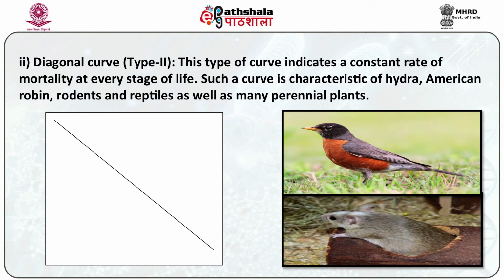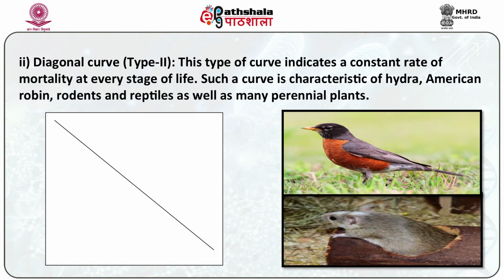Type 2 or diagonal curve. This type of curve indicates an age specific constant survivorship. That means a constant rate of mortality occurs at every age group.